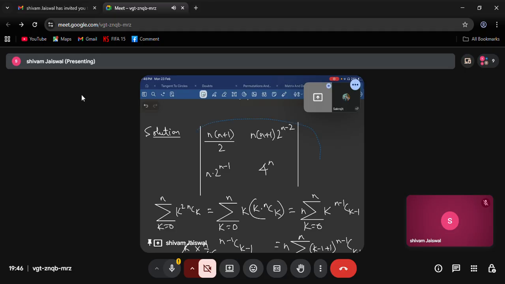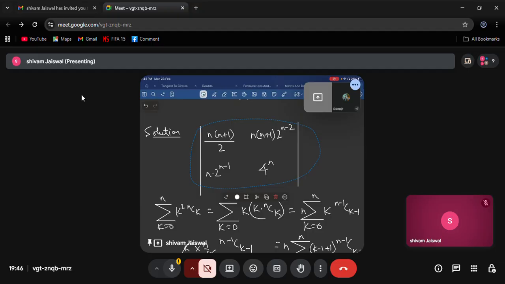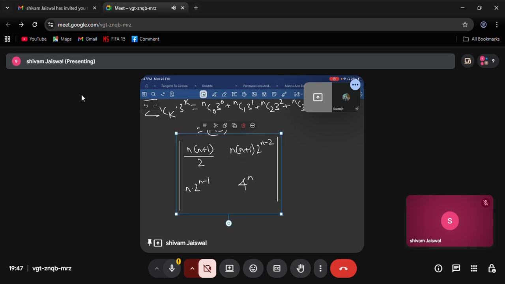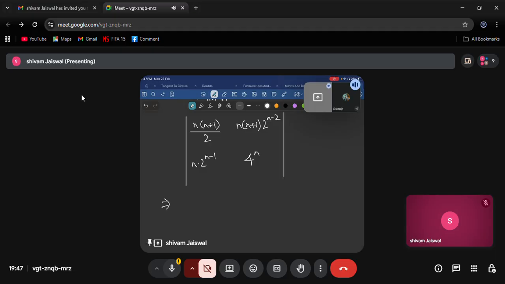Now I'm going to simplify the determinant. Let us simplify. Let us cross multiply, everyone. On cross multiplication, we are going to get n into n plus 1 by 2 into 4 to the power n minus n into n plus 1 by n into n plus 1 into 2 to the power n minus 2 into n into 2 to the power n minus 1.